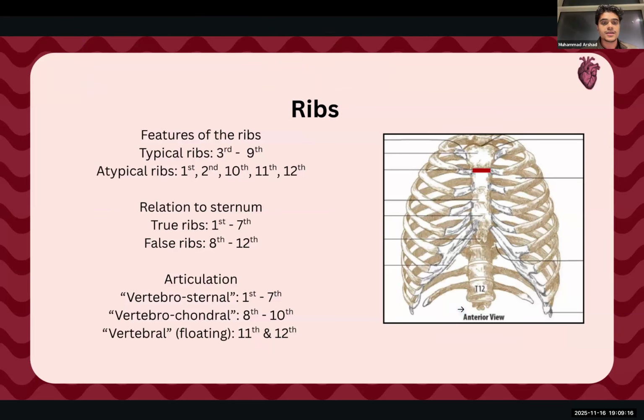And let's just get straight into that. So we have classifications through the features of the ribs. We have classifications with respect to their relation to the sternum. And then we have classifications with respect to their articulation. So first of all, the features of the ribs.